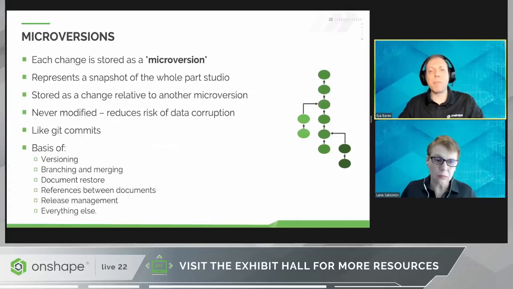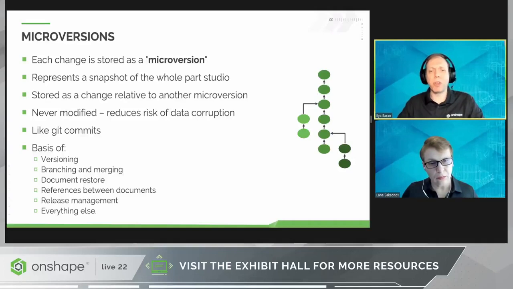Let me talk about microversions a little more. A microversion represents a snapshot of the whole Part Studio. So given the ID of a microversion in the database, we can reconstruct the whole feature list. But it's stored just as an edit. So the microversion we just created would have the ID of the parent microversion and the change to add the fillet. If you're familiar with Git, this is very similar to how Git commits work.